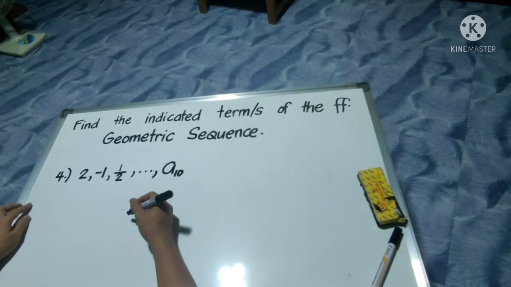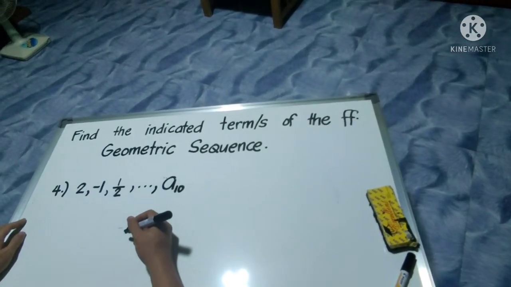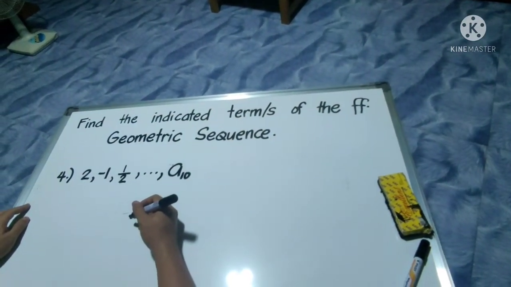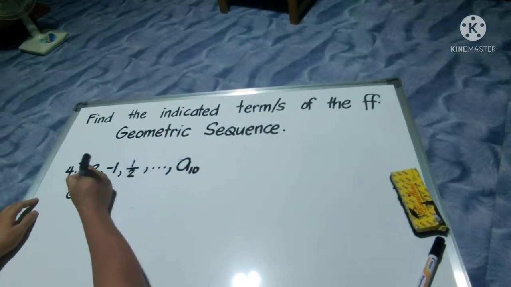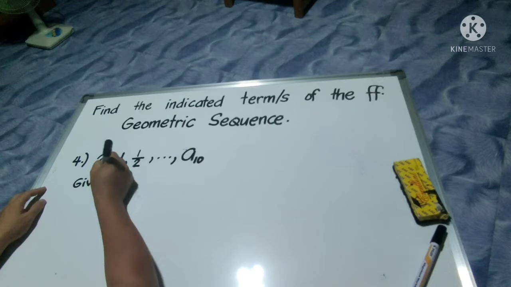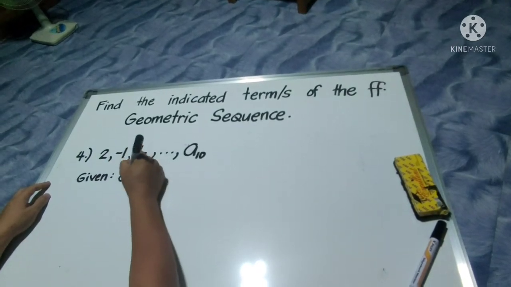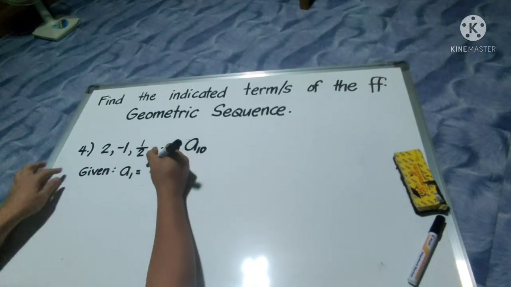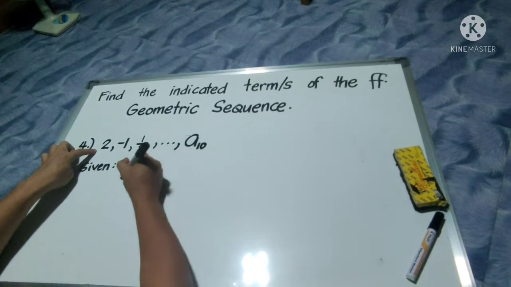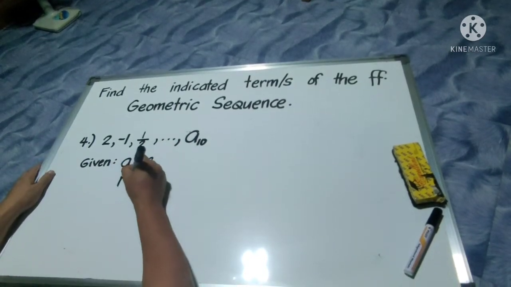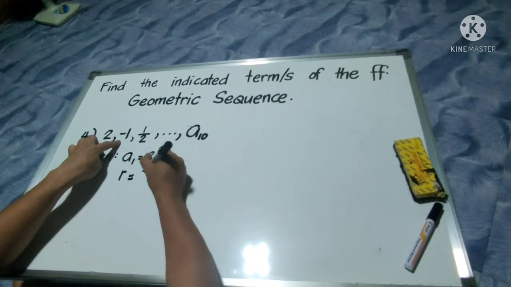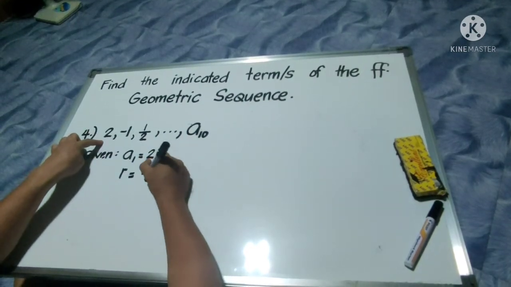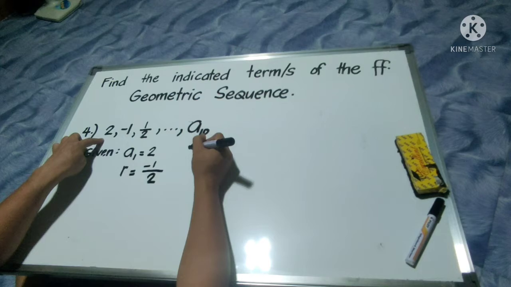Now let's have the fourth example: 2, negative 1, 1/2, and so on. And then we're going to find a sub 10. So start with the given. What is our a sub 1 here? Our a sub 1 is obviously 2. Our common ratio will be negative 1 over 2. So that's our common ratio.